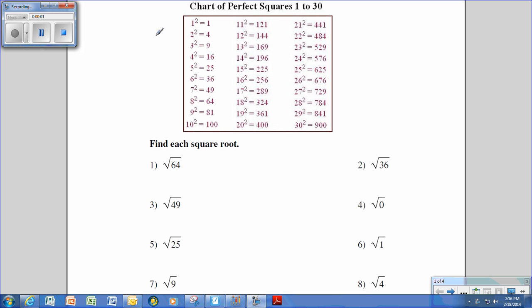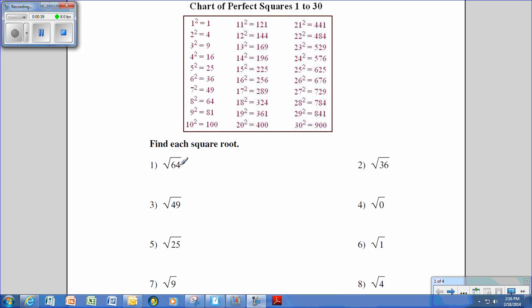Okay, today we're going to talk about a review topic about perfect squares and how to do square roots. So here we have a chart of all the perfect squares. Perfect squares are calculated by taking every whole number and squaring it, which means it's multiplied by itself. So 1 squared equals 1. 2 squared, which is 2 times 2, equals 4. 3 squared is 9. 4 squared is 16. And we have that whole chart all the way up to 30 squared. Okay, this is a good chart to have at all times for this topic. So these are all perfect squares.